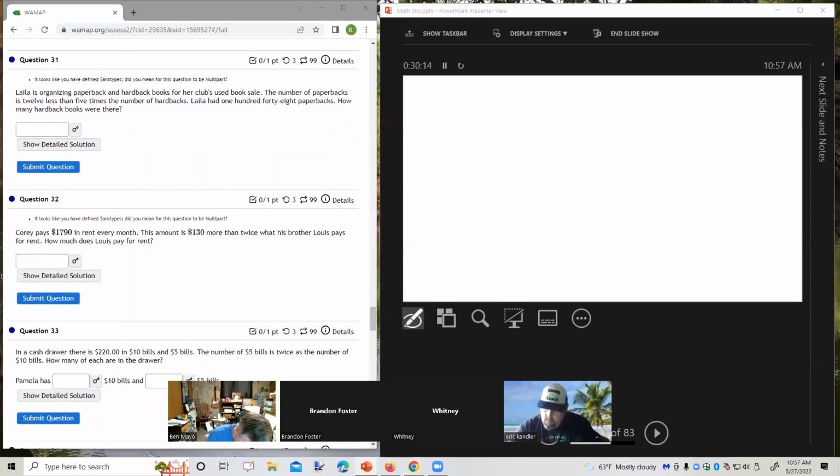Okay. 31. I don't know, is that Layla? Maybe. Layla or Leia? I don't know, Layla is organizing paperback and hardback books for her club's used books sale. The number of paperbacks is 12 less than 5 times the number of hardbacks. Layla has 148 paperbacks. How many hardback books are there?